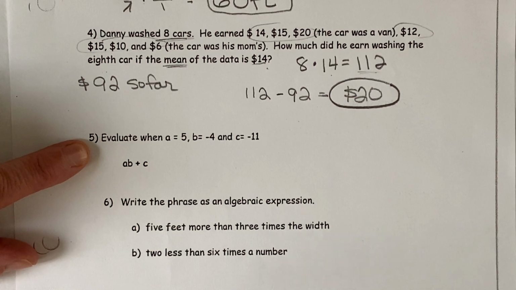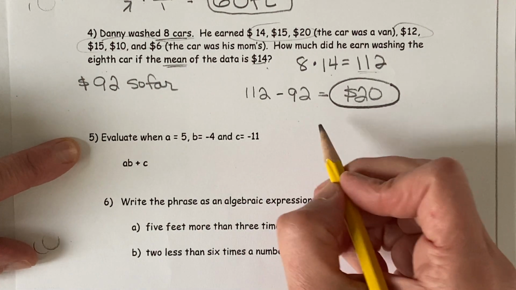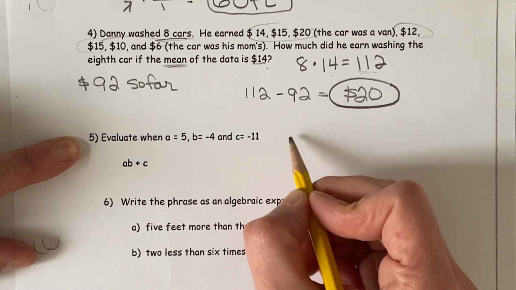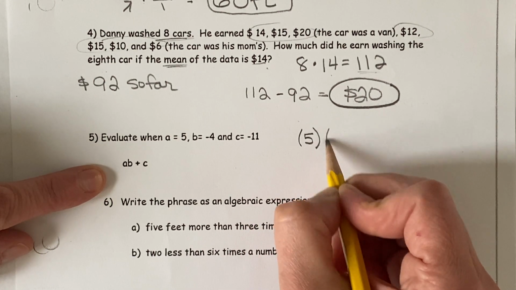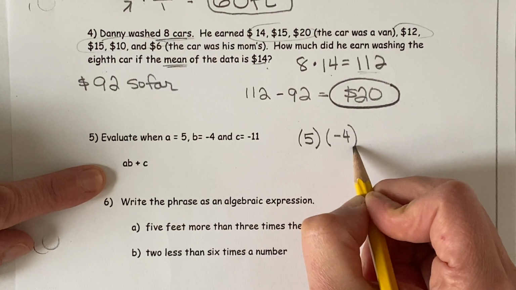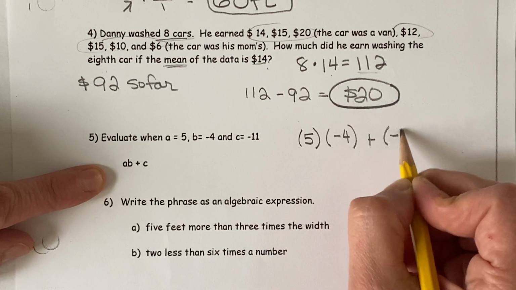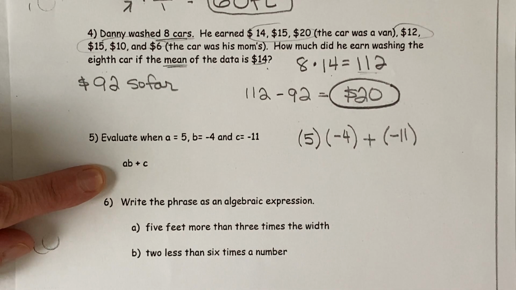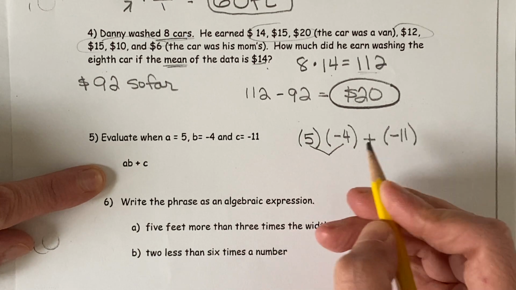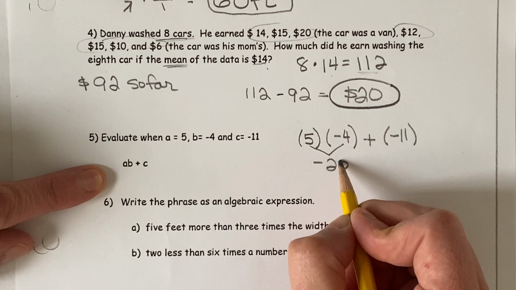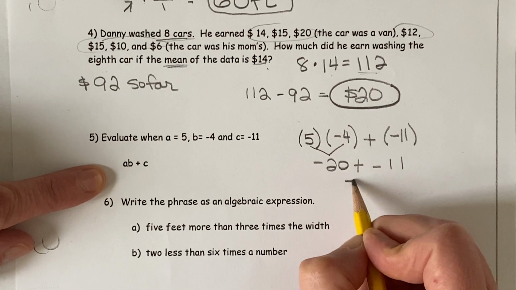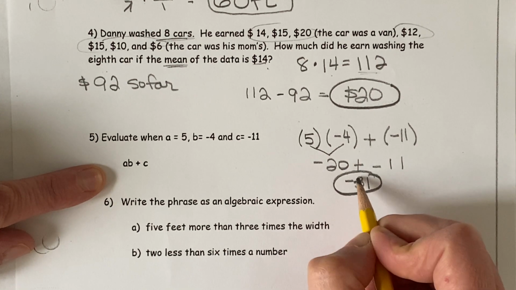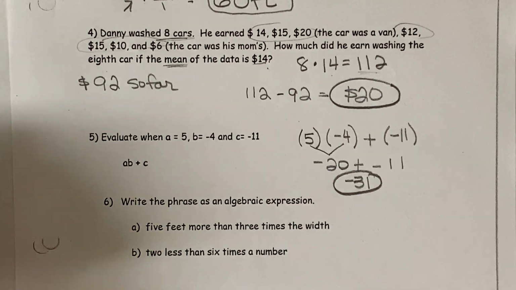Okay, evaluations. So I am going to substitute in, I'm going to do it over here. A is 5 times B is -4 plus C is -11. So multiply those to get -20 combined with -11, and my final answer is -31.